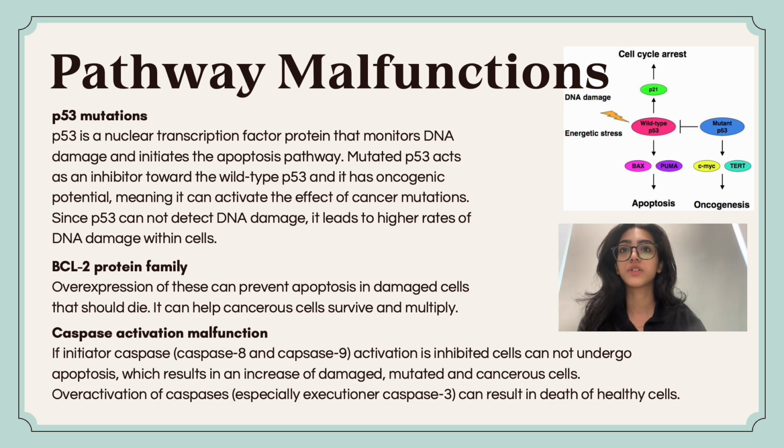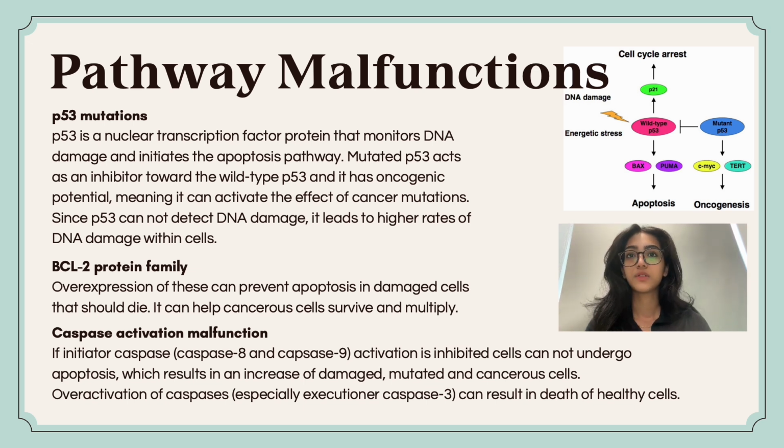Pathway malfunctions. So let's start with p53. p53 is a nuclear transcription factor that acts like the security guard of the cell. It constantly monitors the cell DNA for any damage. But when p53 is mutated, this guard can no longer detect DNA damage and doesn't just step aside. It actively inhibits normal p53 from working properly. Without proper detection of DNA damage, cells accumulate more mutations, and this unchecked damage can lead to cancer.